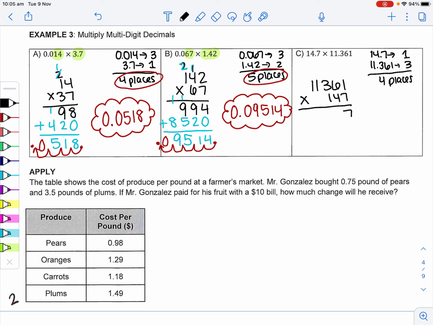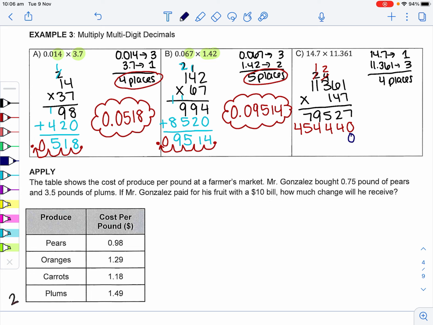7 times 1 is 7. 7 times 6 is 42. Carry the 4. 7 times 3 is 21, plus 4 is 25. 7 times 1 is 7, plus 2 is 9, and 7 times 1 is 7. I'm going to move over a place value. 4 times 1 is 4. 4 times 6 is 24. I'm going to carry the 2. 4 times 3 is 12, plus 2 is 14, and I'm going to carry the 1. 4 times 1 is 4, plus 1 is 5, and 4 times 1 is 4.